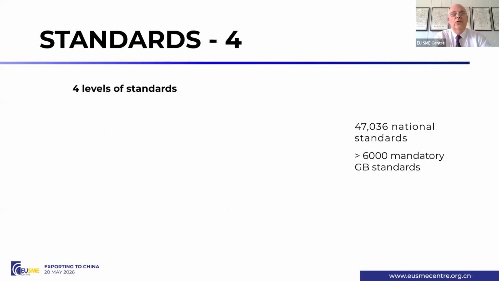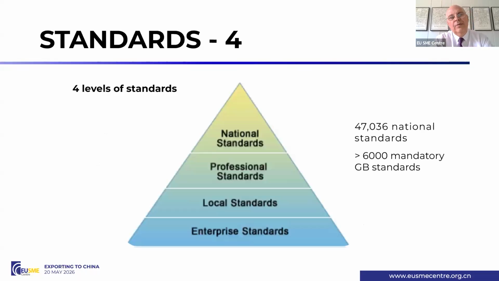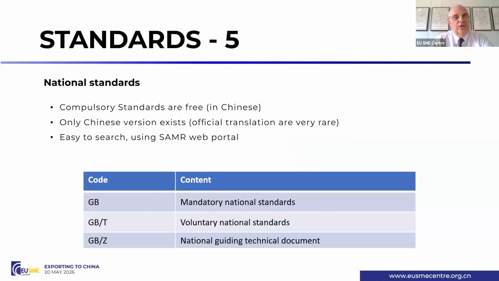So when I talk about standards, you have to keep in mind that there are four kinds of standards, and the main one are the national standards. I will talk a bit about the others, but they are less important for you as an SME. National standards, you have lots of them, 47,000, but the ones that are very important are the mandatory standards. And for this, we have many thousands of them as well. You need to remember it's called GB standards. This is the national standards.